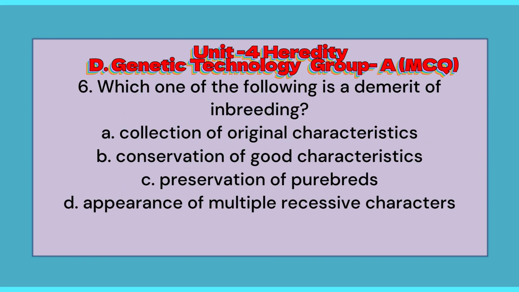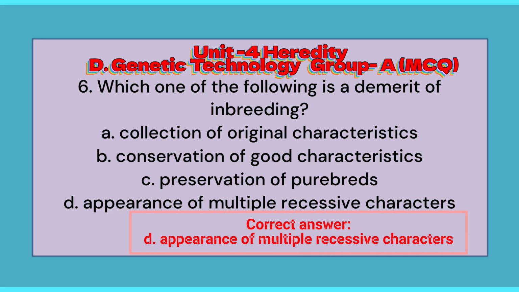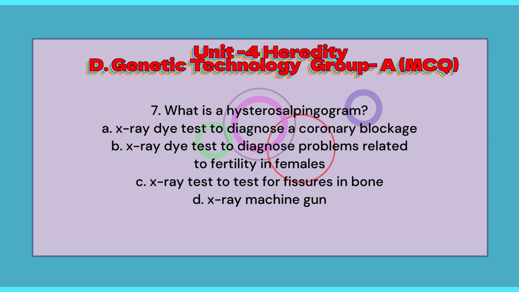6. Which one of the following is a demerit of inbreeding? A. Collection of original characteristics. B. Conservation of good characteristics. C. Preservation of purebreds. D. Appearance of multiple recessive characters. Correct answer: D. Appearance of multiple recessive characters.